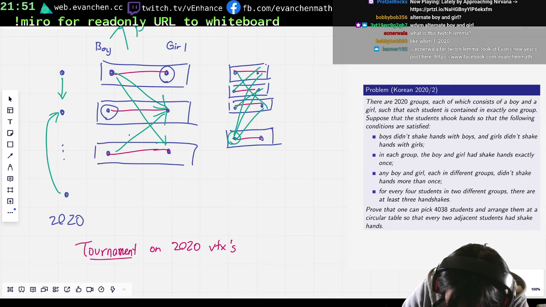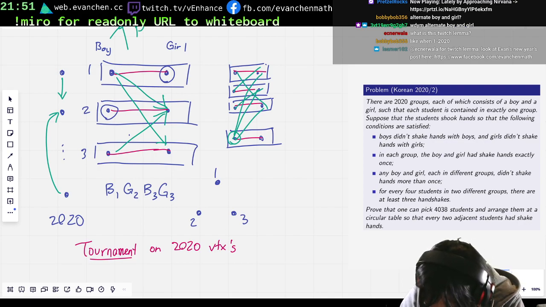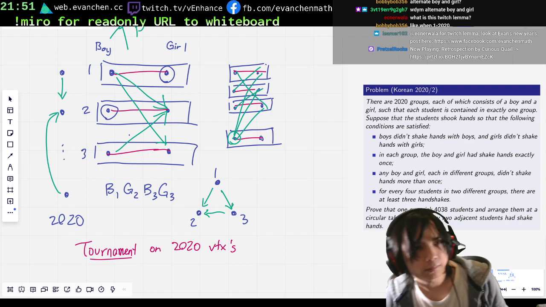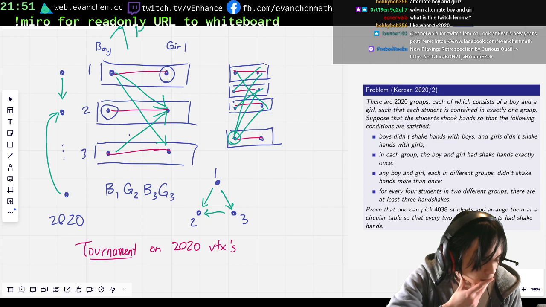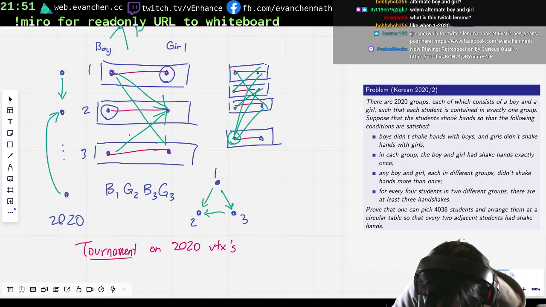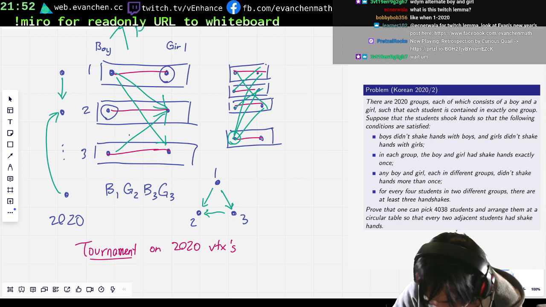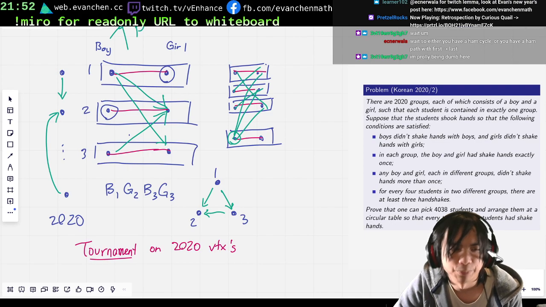The correct cycle here is like boy one, girl two, boy three, girl three. Which, if I draw this in the tournament style, one, two, three, it's kind of strange. One goes to two, three goes to two, one goes to three. So the path that's being followed is, I'll just put it that way, strange. I see, but the point is that we don't need all the strangeness.